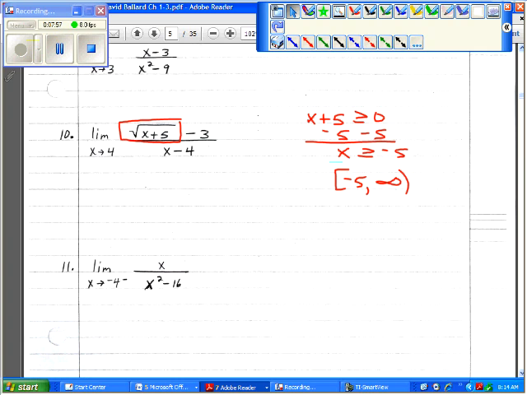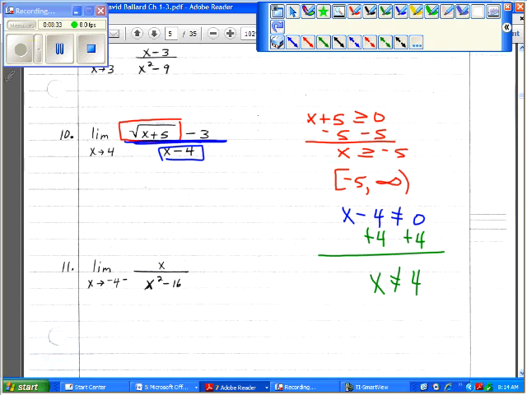Now that's just the numerator. There's also a denominator problem. And we know in the denominator, x minus 4, what about it? It cannot be 0. It can be anything but 0. So if we add 4 to both sides, we get x cannot be 4.